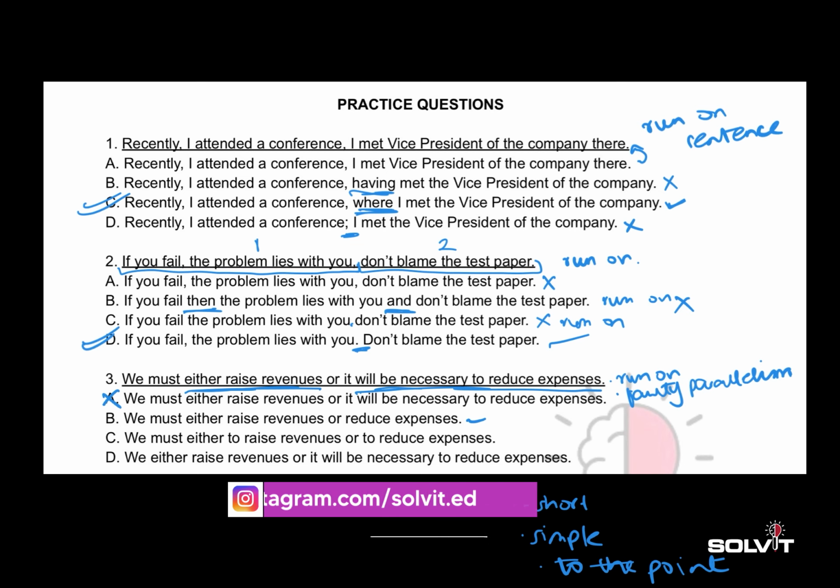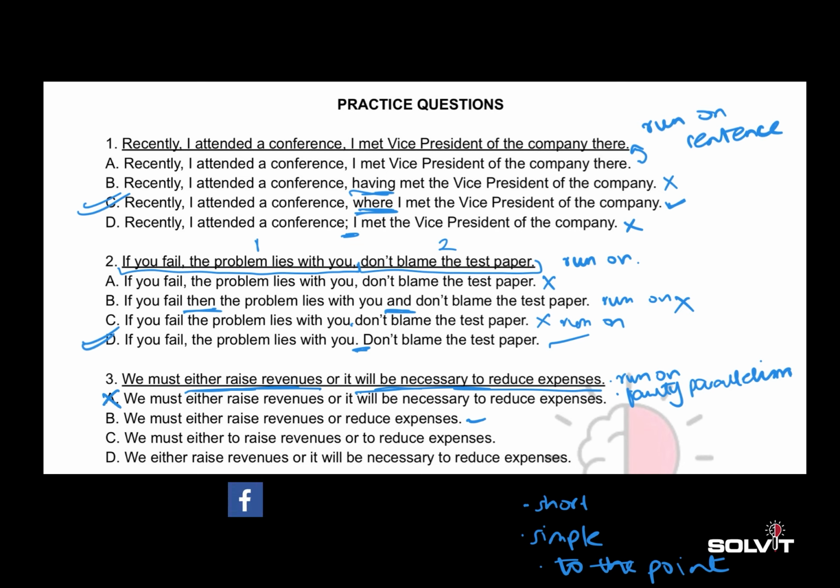So this sentence is short, it's simple. I'm talking about option B here. It's short, it's simple, and it's to the point, right? So this is correct, but let's have a look at the other options as well. C is, we must either to raise revenues or to reduce expenses. Now, this is incorrect. It's grammatically incorrect, as all of you might already know. Either to raise revenues is incorrect English, and so we're just going to cancel this option.